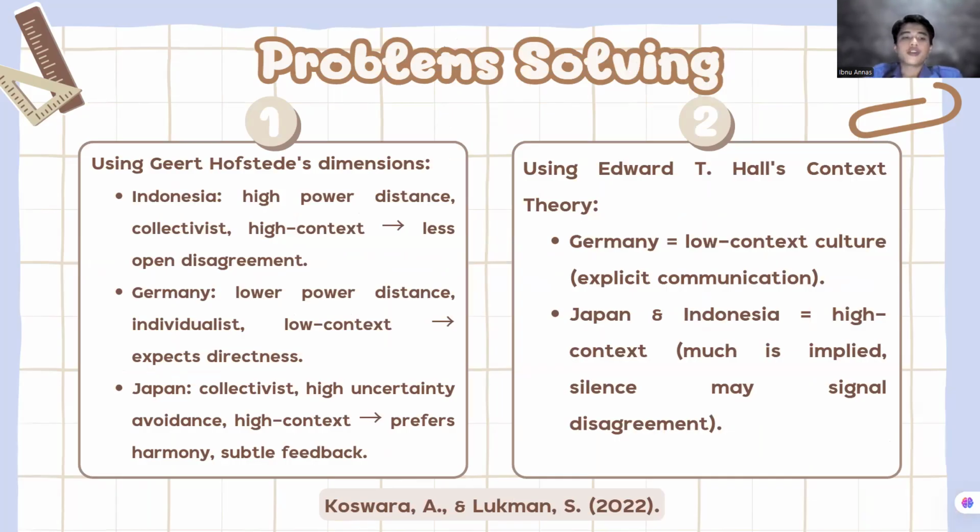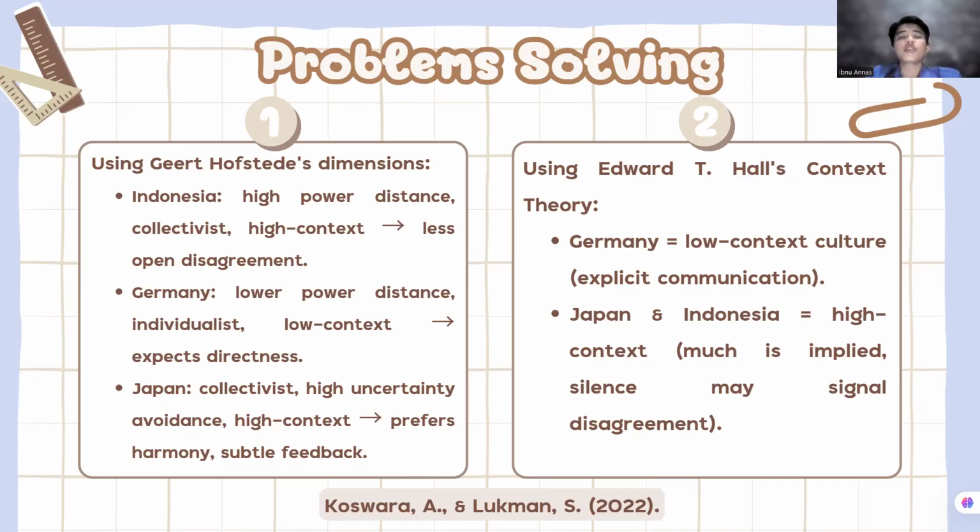By using the Geert Hofstede dimensions, Indonesia has high power distance, collectivism, high context, and less open disagreement. This shows a high power distance culture, while Germany has a lower power distance. They are kind of individualist, low context, and expect directness, like direct feedback. While Japan is collectivist, with high uncertainty avoidance and high context. So the Japanese prefer harmony and smooth communication, and subtle feedback, which means they have to think first before giving direct feedback, just like what Germans want.